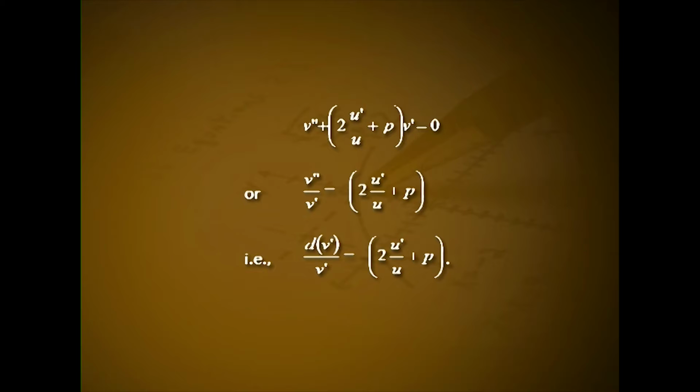Integrating both sides with respect to x, we get log v dash is equal to minus 2 log u minus integral of p dx plus log a, which is equal to log a u raised to minus 2 into e raised to minus integral p dx. Therefore, v dash is equal to a into u raised to minus 2 e raised to minus integral p dx. Solving this equation for v, we will get the required solution of the given equation.